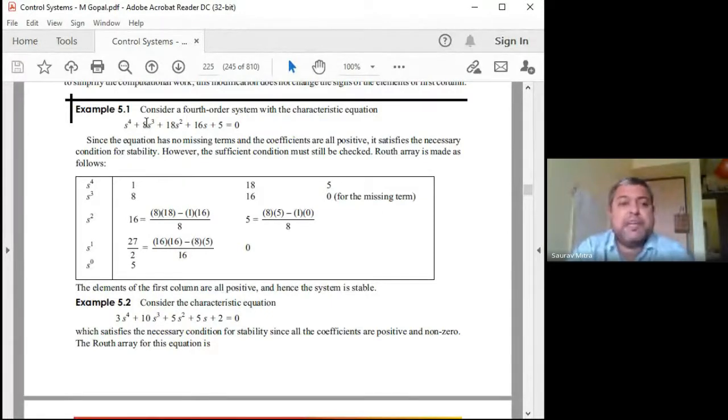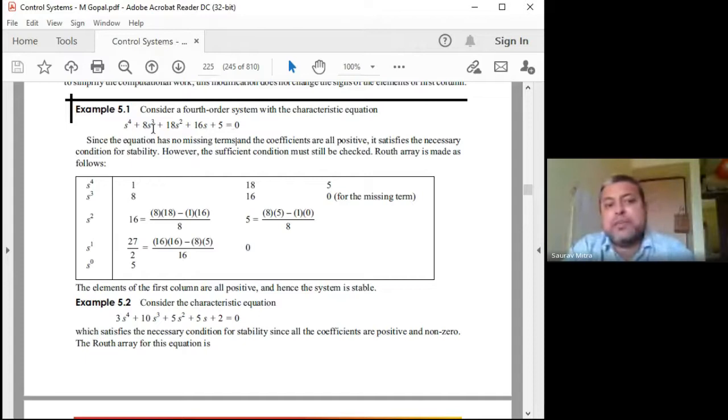So here we are finding a system transfer function. System transfer function means Y(s) by R(s) is equal to something by something. The denominator of the transfer function is equal to 0. So this is s raised to 4 plus 8s cube plus 18s square plus 16s plus 5. This is the denominator equation of a transfer function, and that equal to 0 is the characteristic equation.